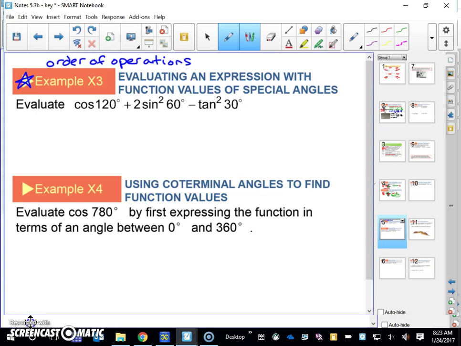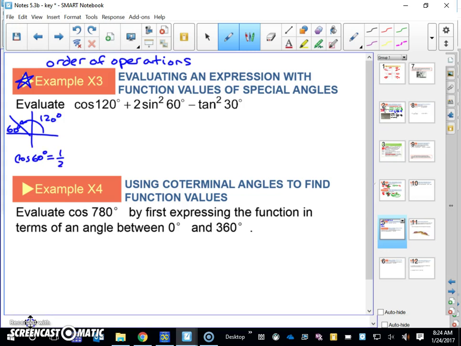Cosine 120 is one of them. All right? So let's look at cosine 120. 120 puts us into the second quadrant. Okay? 120 has what reference? 60. Okay, right? So it's kind of like cosine 60. Cosine 60 from the chart is 1/2.